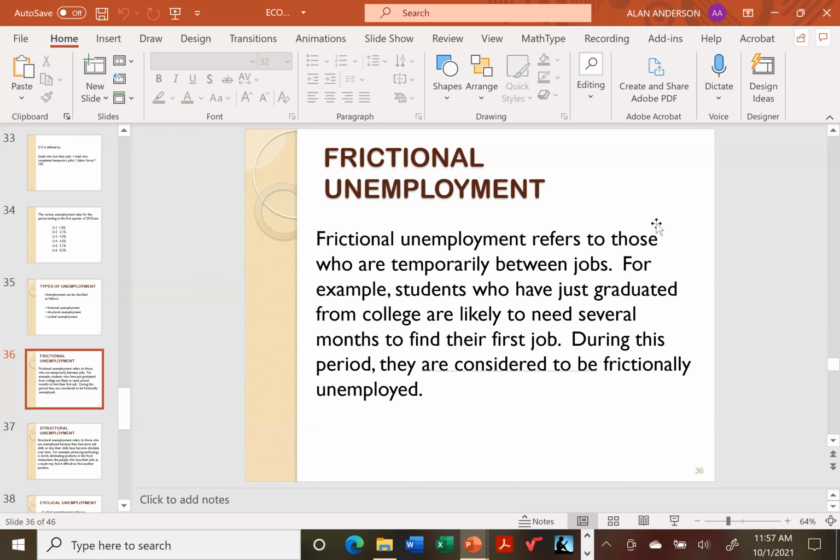But even if you've been in the workforce for a while, if you find yourself looking for a better job, and let's say you quit and you decide to look for a better job, that would mean frictional unemployment because you're only temporarily in between positions.